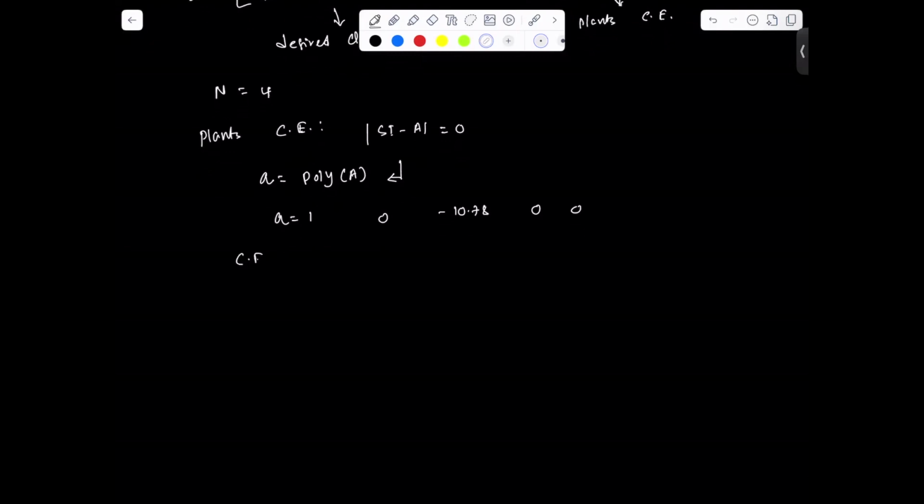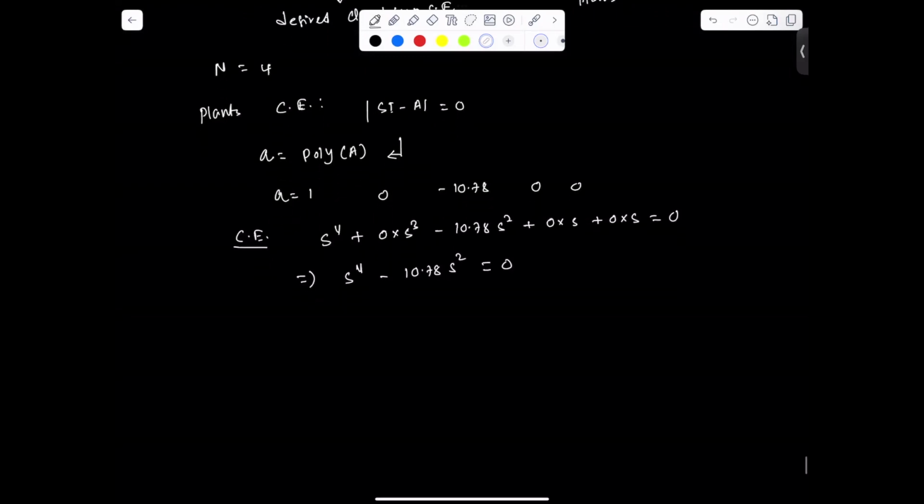From the roots, you can find the coefficients of the characteristic equation, s to the 4. Here s cubed is missing, so we have s to the 4 plus 0 into s cubed minus 10.78 s square plus 0 into s plus 0 equal to 0. Or we can write s to the 4 minus 10.78 s square equal to 0. That's it.